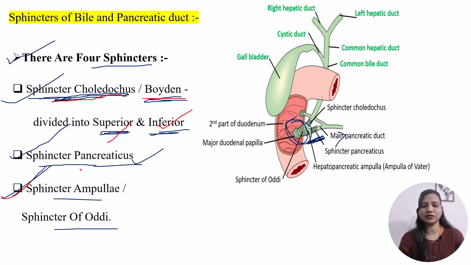The second one is the sphincter pancreaticus, which is less developed, not always present, and regulates the flow of pancreatic enzyme. And the fourth one is the sphincter ampullae or sphincter of Oddi, which surrounds the ampulla of Vater, and it dominantly regulates the flow of bile into the duodenum, and it prevents the backflow.